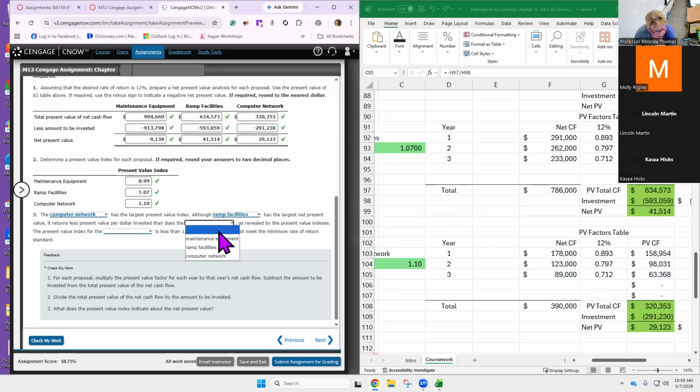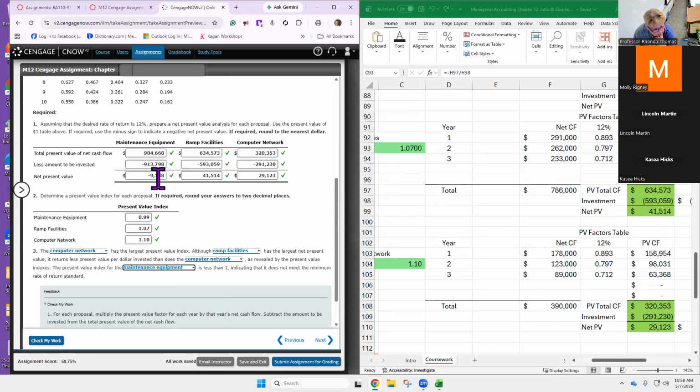Okay, so it was the computer network. This one is smaller than this one, but up here, this amount is bigger than this one, as revealed by the present value index. Okay, now they're saying it. The present value index for the blank, that's the maintenance equipment, is less than 1, indicating that it does not meet the minimum rate of return standard.